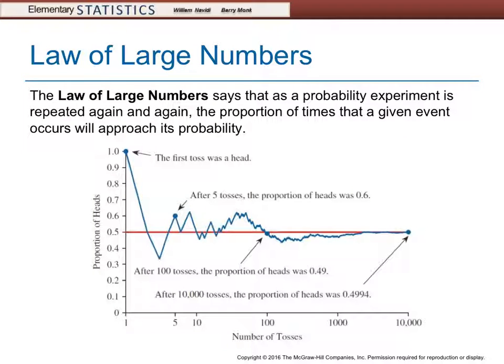So if we conduct the experiment of tossing the coin over a long period of time, the law of large numbers says that as the experiment is repeated again and again, the proportion of times that the given event occurs will approach its probability, what we call the expected probability.